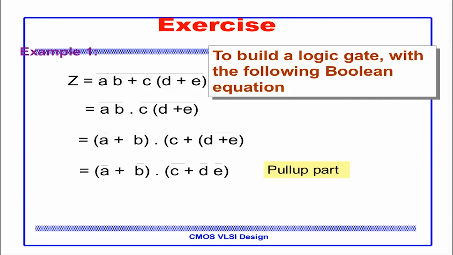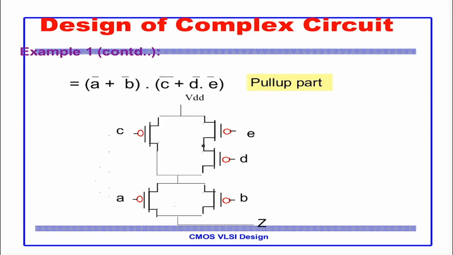Let's look at the next slide. So this is how we do that. A and B are parallel. C is in parallel with D and E being in series, and these two are connected like this. This is the series connection that represents this AND here. This is the pull-up part.